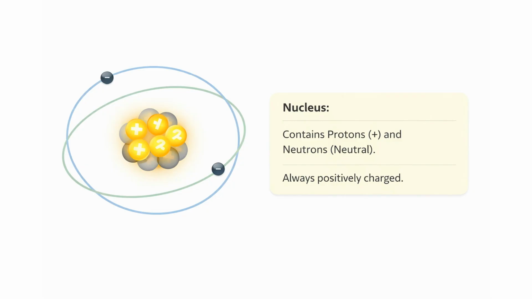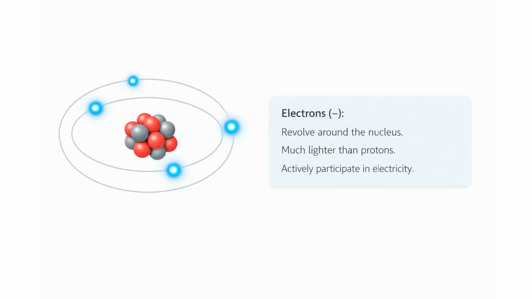The number of protons is incredibly important. It's called the atomic number, and it determines exactly which element the atom is. For example, carbon always has 6 protons. Now, let's look at the electrons. While protons are heavy and firmly stuck in the nucleus, electrons are incredibly light, about 1,840 times lighter than a proton. Because they are so light and are located on the outside of the atom, they are the particles that actually move and transfer electrical energy.